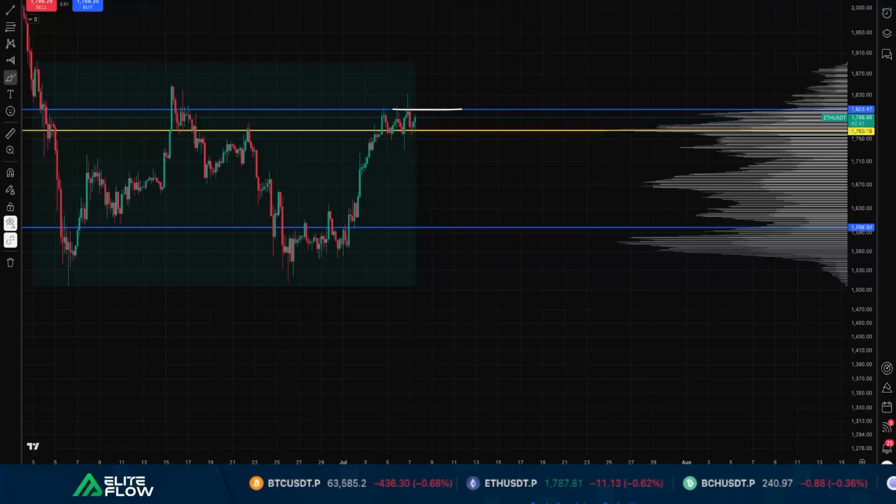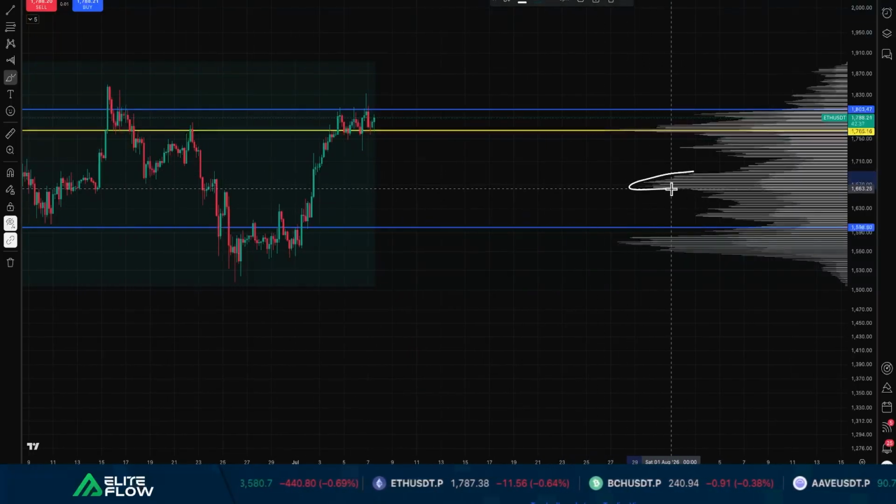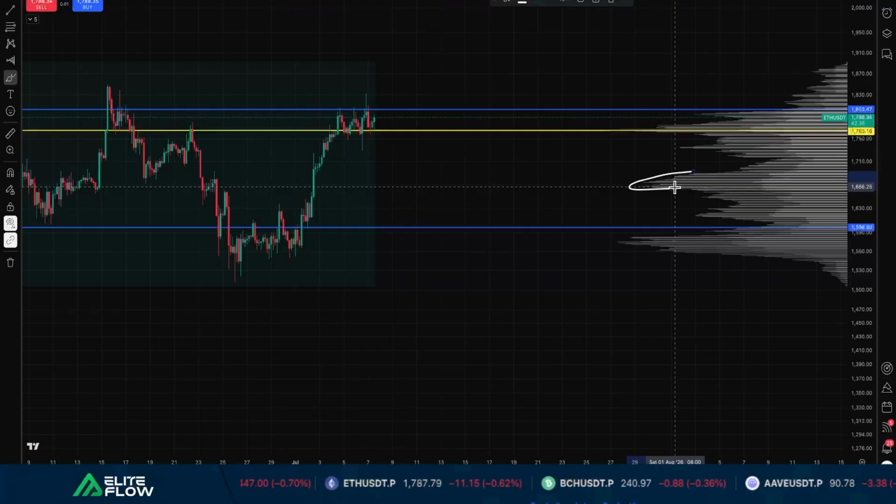Because I'm getting really tempted, and I'm getting really stopped by the fact I've got such a high volume node right there. Okay, this is why if you really want to learn how to use this, just tell me and I'll make a video on it. But just tell me, okay?